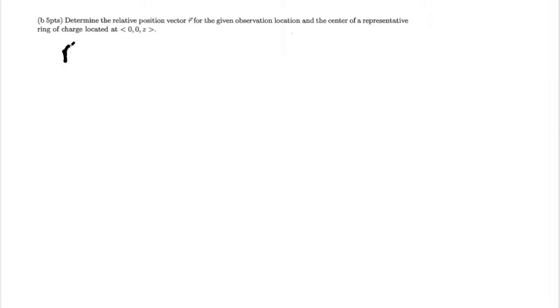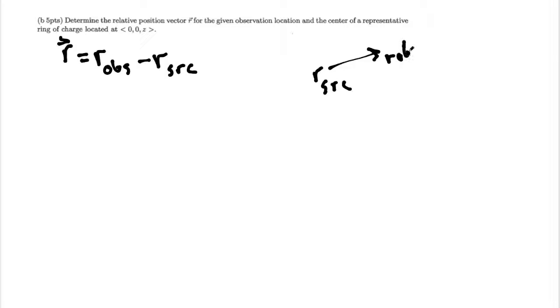So now we're trying to determine the relative position vector r for any observation location and any arbitrary ring on that cylinder. So we know r equals r observed minus r source. And this represents going from r source to r observed, so final minus initial.